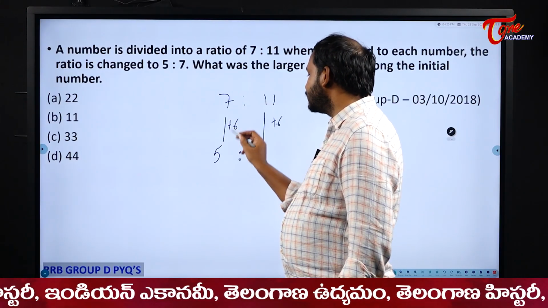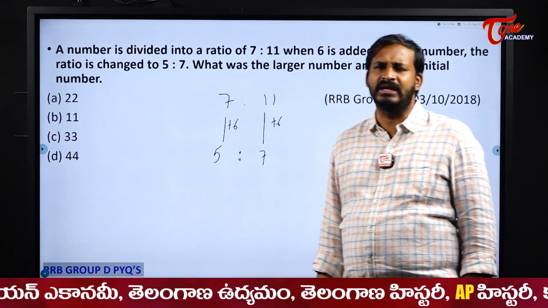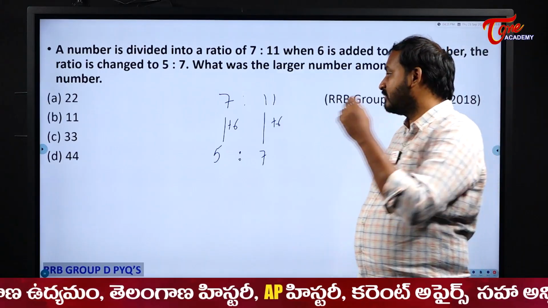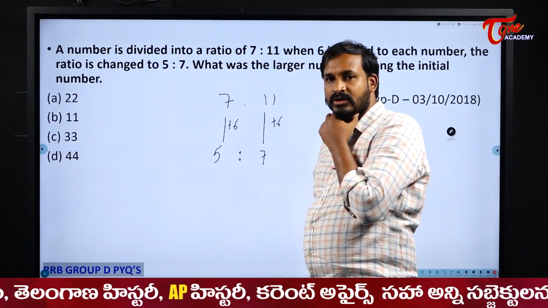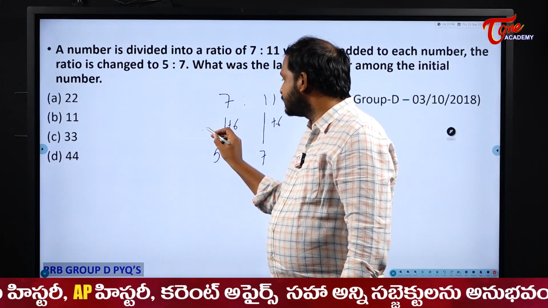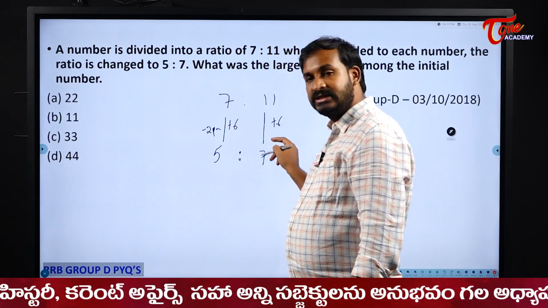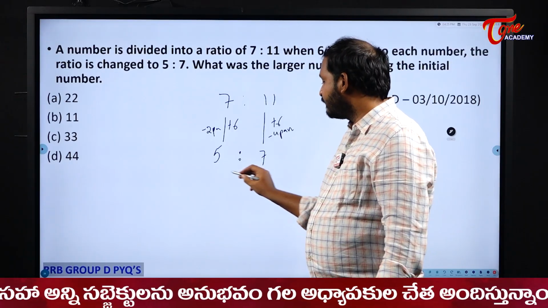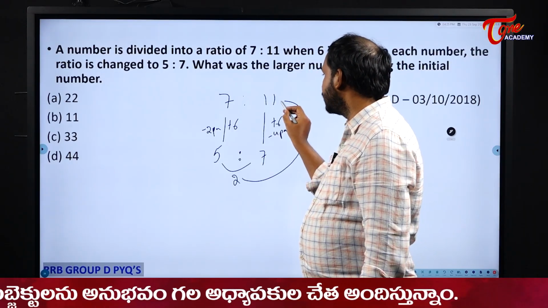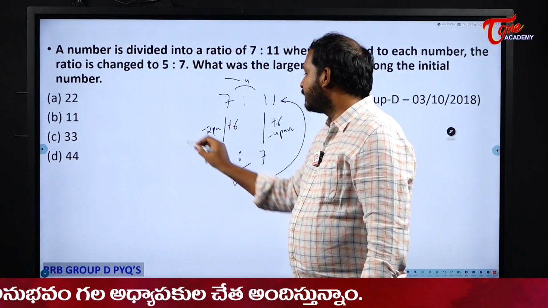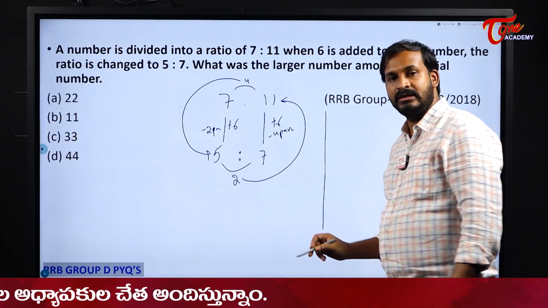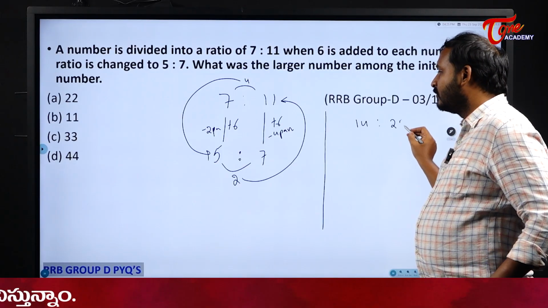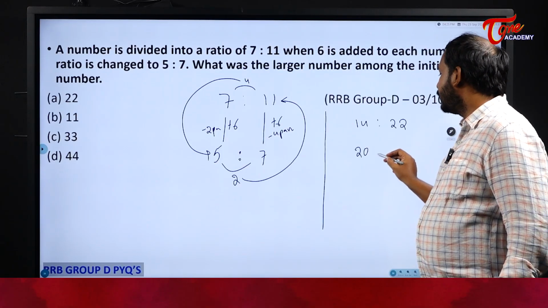When you add a value, the ratio will usually increase; only in some special cases will it decrease. So don't think that it is decreasing, just see how much it decreased: just 2 parts here, and 4 parts here. Both are not the same. So what is the difference here? 2. Multiply these 2 here. What is the difference here? 4. Multiply that 4 here. When you do that, 2 times 7 is 14, 2 times 11 is 22, 4 times 5 is 20, and 4 times 7 is 28.